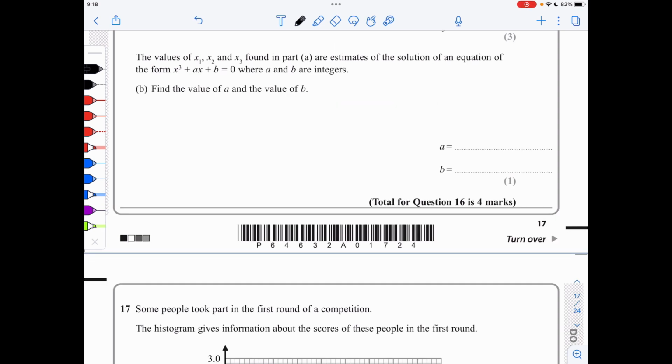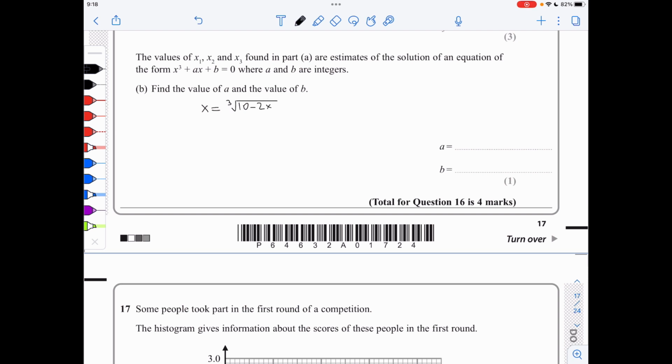Now for part B, we are told that x1, x2, and x3 are estimates of the solution of an equation of this form. We need to find A and B. Well, if we go back to the iteration formula and we ignore the subscripts, we see that we're trying to solve x is the third root of 10 minus 2x.